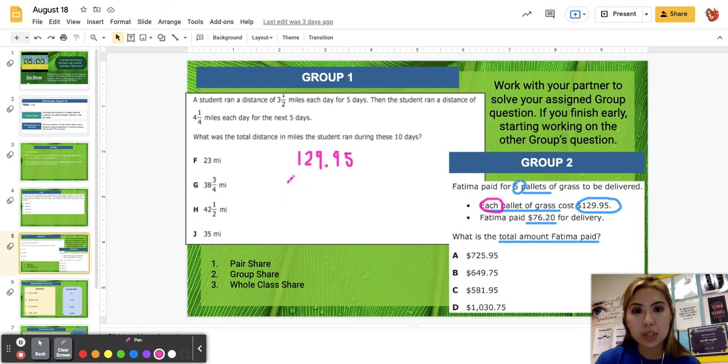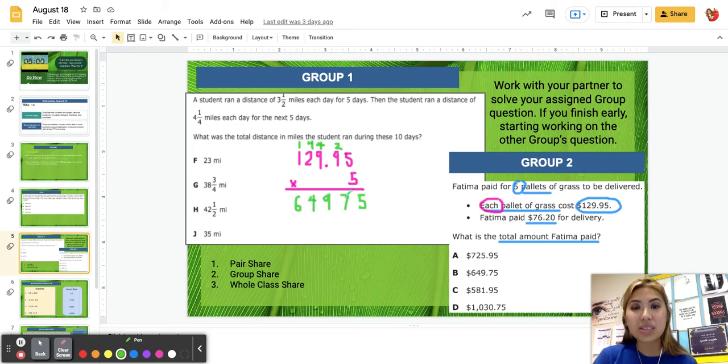So since we know that this is a multiplication problem, we're going to multiply the price by the number of pallets, which is 5. So to do that, we have 5 times 5, 25. 9 times 5, 45, plus the 2, 47. 9 times 5 again, which is 45, plus 4, 49. 2 times 5 is 10. 10 plus 4 is 14. 1 times 5 is 5. 5 plus 1 is 6.